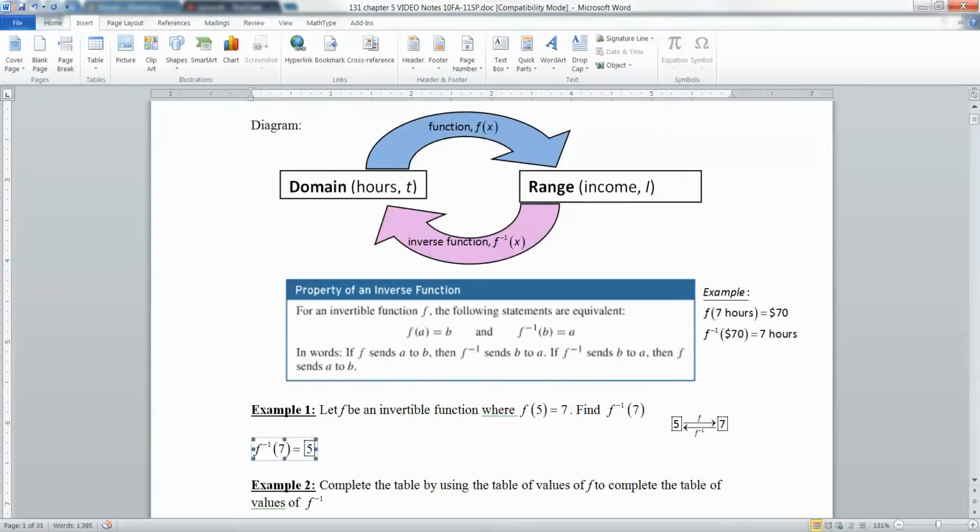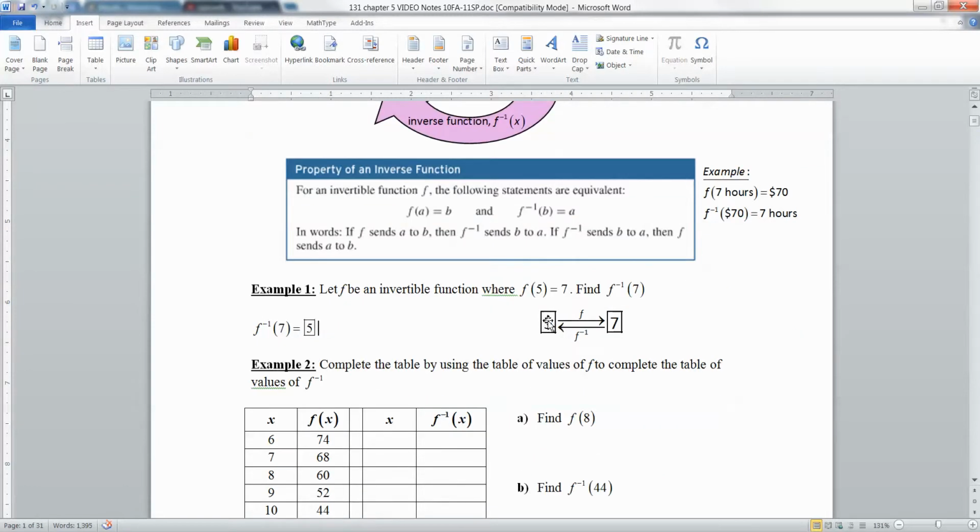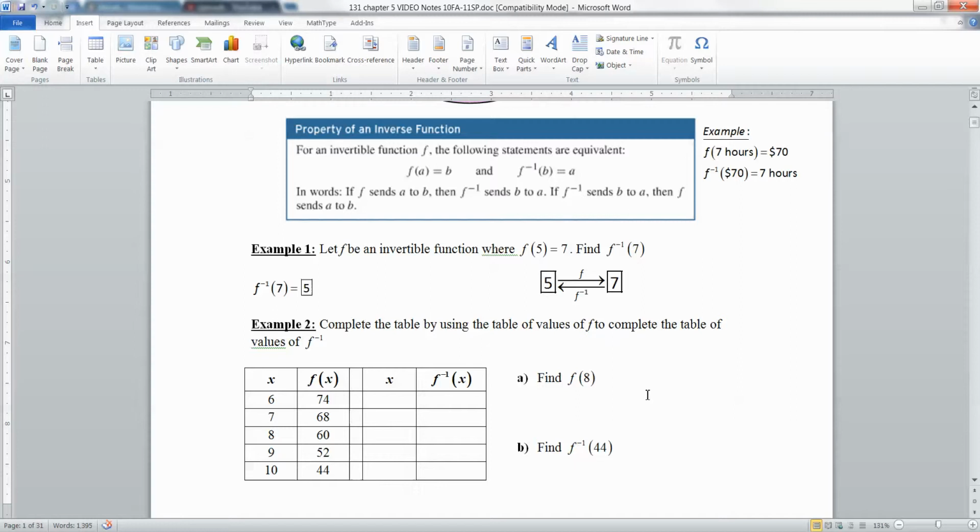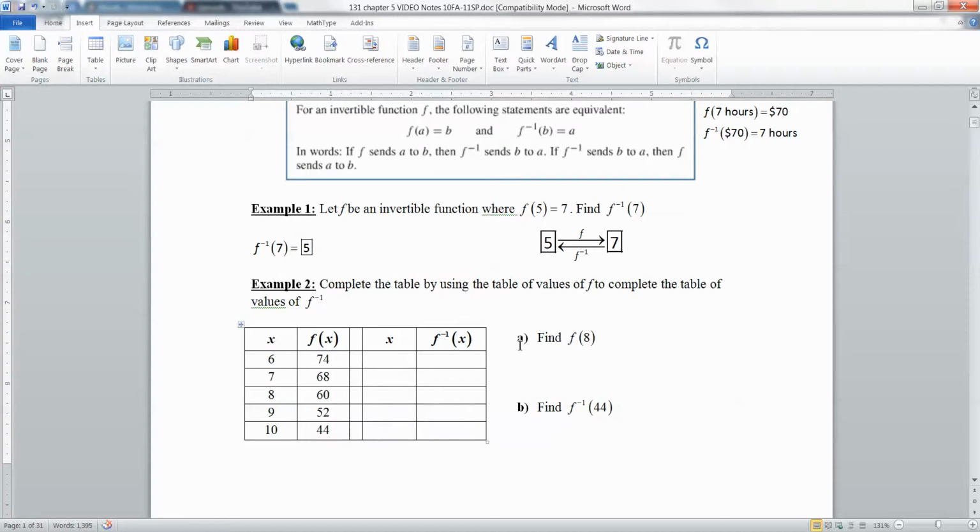And again, the diagram for it is right here. I'm going to make it a little bigger. Hold on. There we go. So 5 goes to 7 in the forward direction. So in the backwards direction, the inverse direction, 7 goes back to 5. All right, so let's take that same principle and apply it to a table of values.